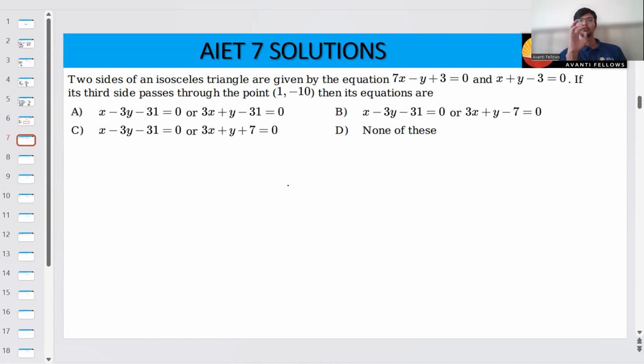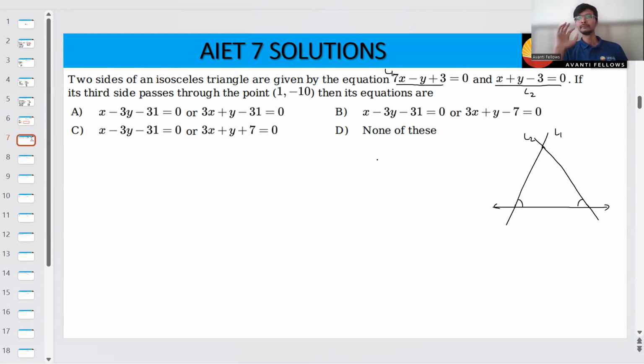Here, two sides of an isosceles triangle are given by these. The third side passes through the origin. In an isosceles triangle, two of the sides are the same, and that means two of the angles are also the same. So these are the two sides which are given. Let me draw these lines. Let us say this is L1 and this is L2. We want this third side, so this angle is equal to this angle.